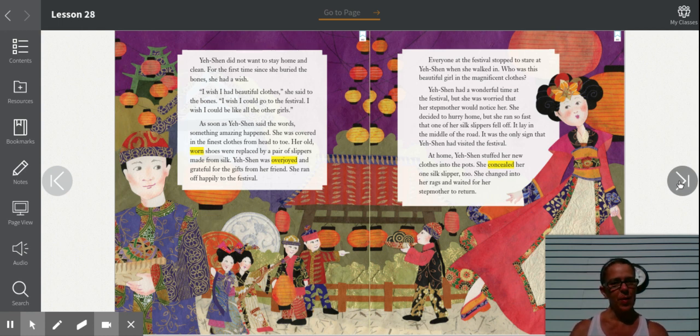So let's compare the old man, her friend, to someone in Cinderella's life. Who was that like? The fairy godmother, that's right.